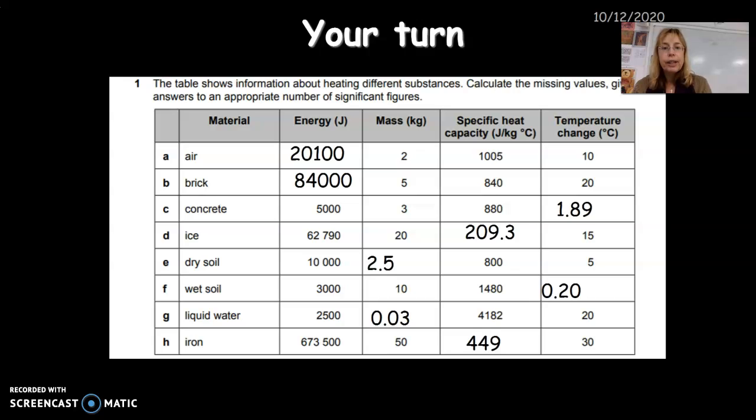Okay, I'm going to next talk about latent heat. So when you are ready, if you go to the next video.